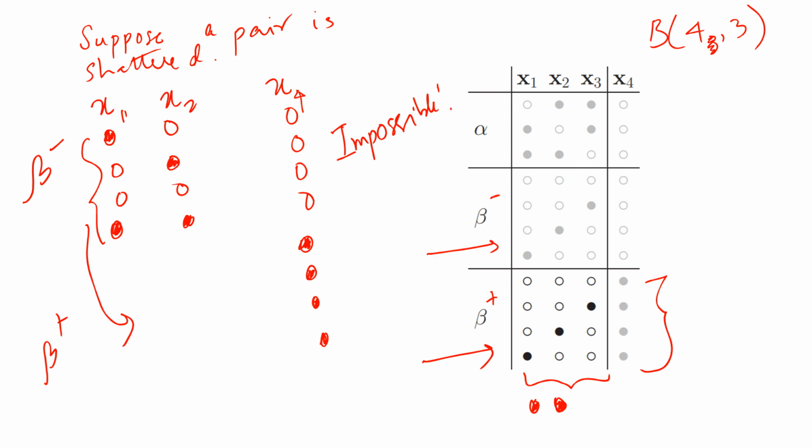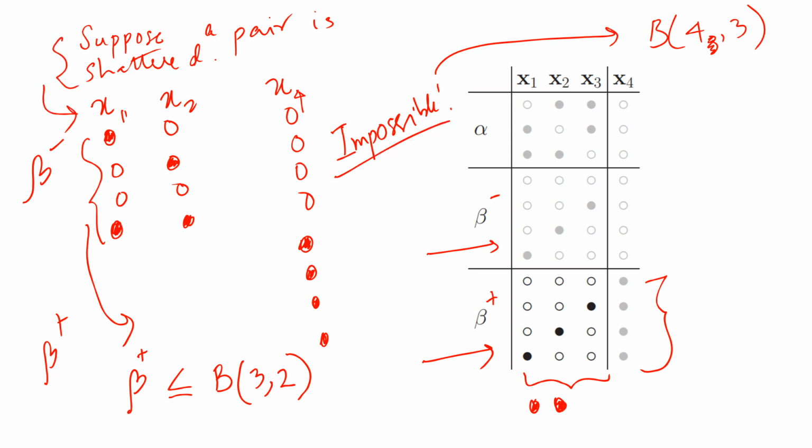Why? Because I started with B(4,3). I already said that none of the 3 sets of points is shattered, right? So this is impossible. This is telling us that in our case, this beta positive is sort of bounded by B(3,2), right? This means my beta positive will not shatter any 2 points, because when we supposed that it will, it just showed us that this was impossible. So this is going to be less than that.